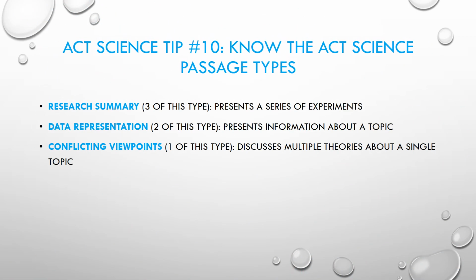And number 10, know that the ACT science passage types are research summary. You're going to have 3 of those. Data representation, you're going to have 2 of those. And conflicting viewpoints, you're going to have 1 of those. So research summary is a series of experiments. Data representation, you're going to have to present information about a topic, so understanding what's being shown. And conflicting viewpoints discuss multiple theories about a single topic.